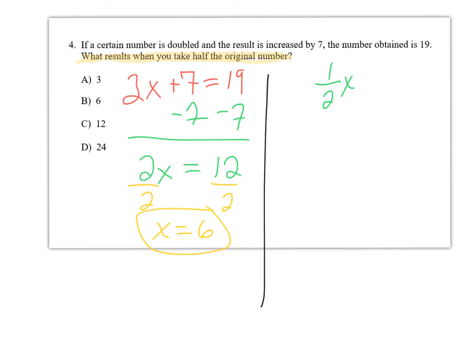Okay, so we're going to substitute. So 1/2 times 6, which we all know half of 6 is 3. So the original number obtained is 3.